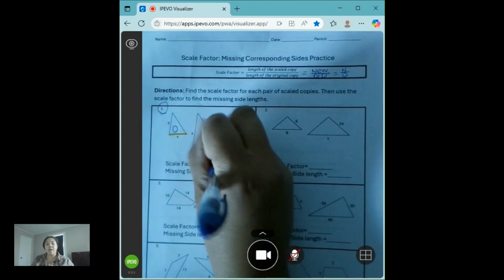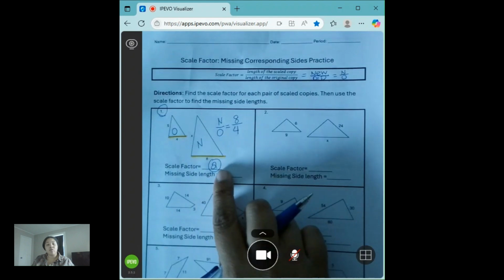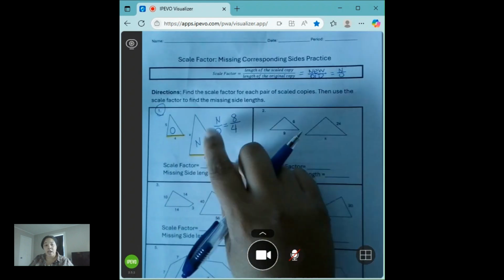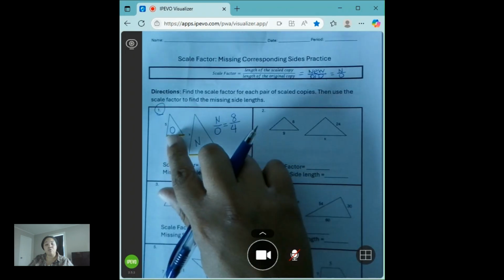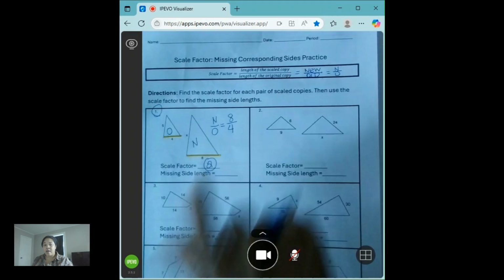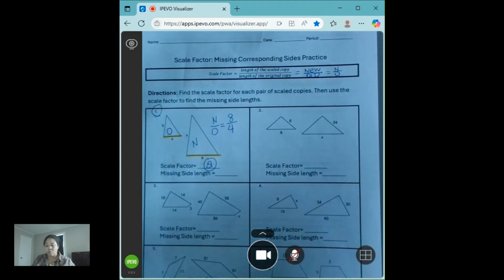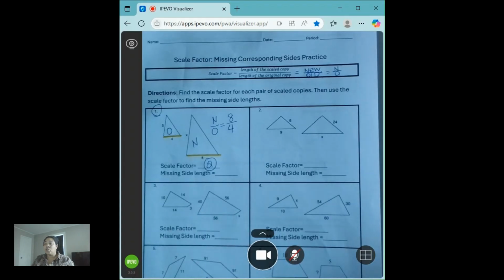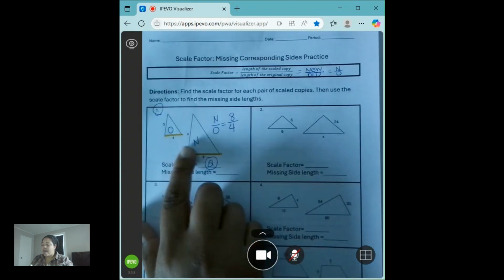Just a reminder, because the scale factor is bigger than 1, that's why this shape is bigger than the original based off that number. Now I got my magic number. So please be sure to use a highlighter. If you don't have a highlighter, use a different color pen. Use a marker.